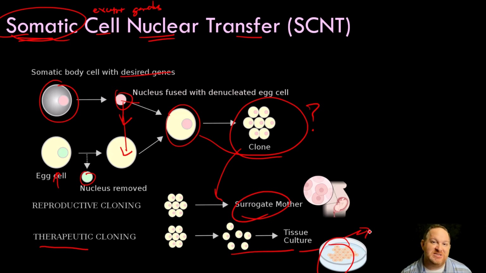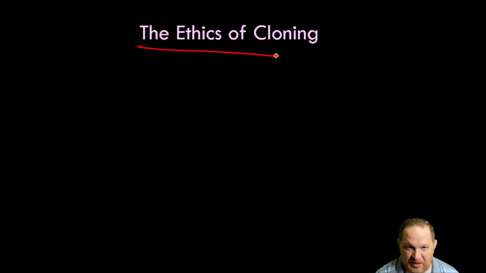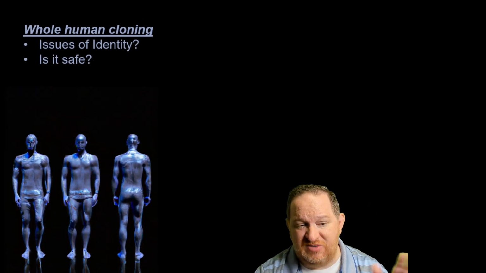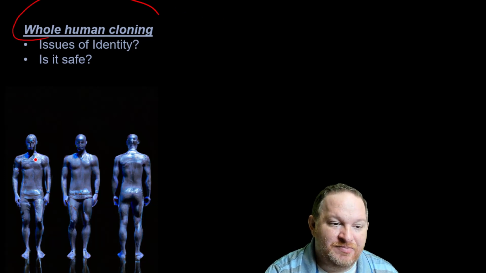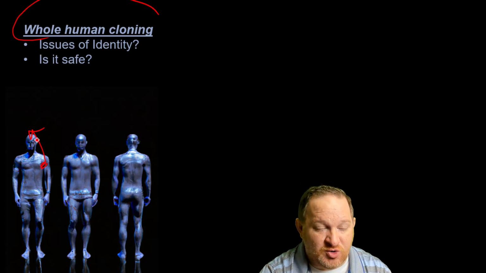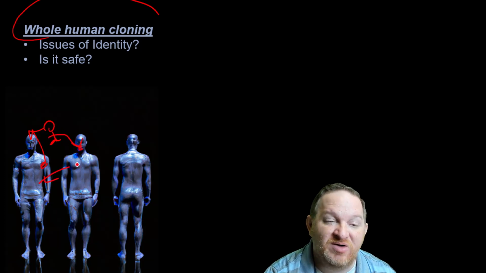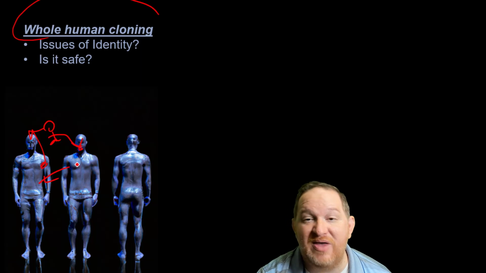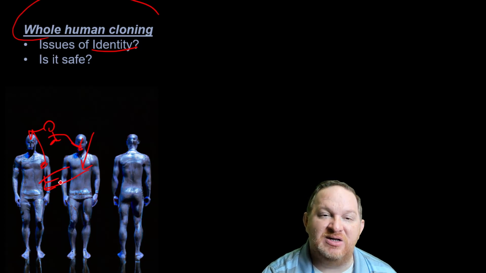All right, so really interesting stuff going on here with cloning, but I want to end with the idea of the ethics of this whole thing, okay? I'm going to break it into two different sort of camps. One, whole human cloning. So that's taking a cell from one human, going through that somatic nuclear transfer like we just talked about, having a little baby human that then grows into an exact clone of another. So, what are the ethics of this? Well, you might say, well, what about identity? What's the identity of this person? Does it have to be the same as that person, right? Issues of identity. Is this safe?